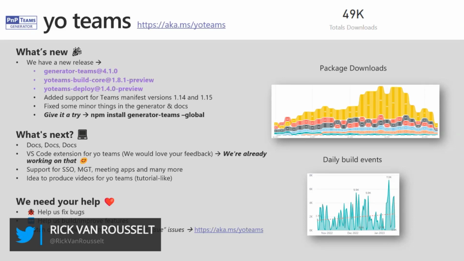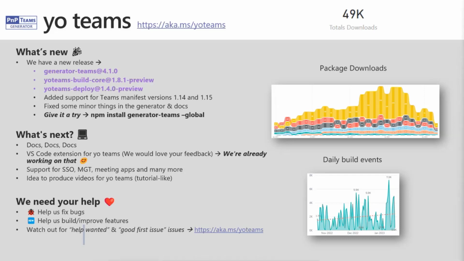We have a new release, of course. A new generator was released, and I also did a new preview release today, the yoteams-deploy 1.4.1. So that's not even on the slide yet because I just did it. We also added support for the latest manifests, which need a little bit more description as well because there's not enough documentation on the latest manifests. We fixed some minor things, of course, in the generator and the docs. We also updated some packages and some dependencies. Our build events are quite normal, so that's okay. Still at 50,000 downloads, so that's okay.